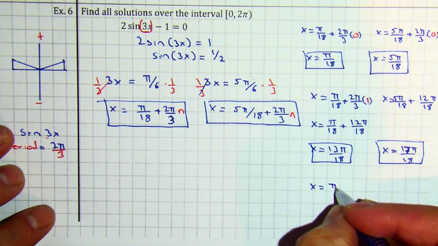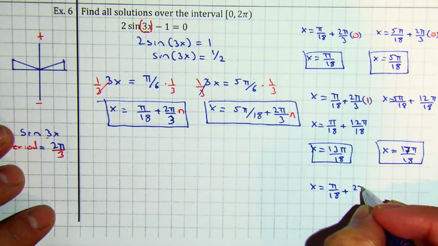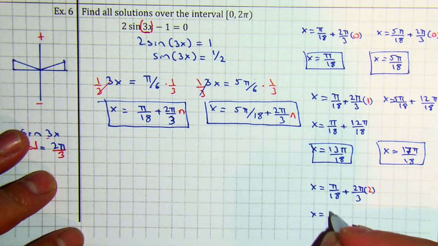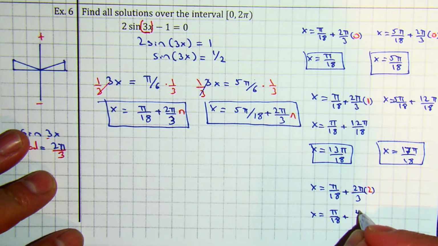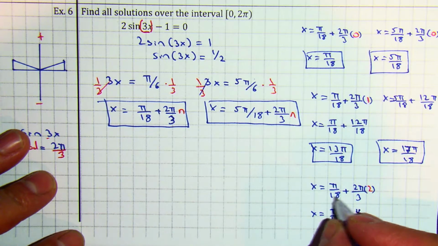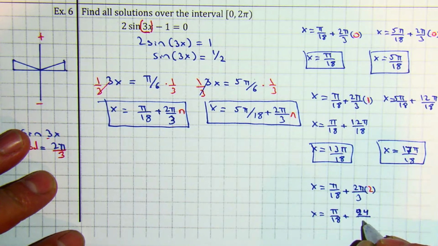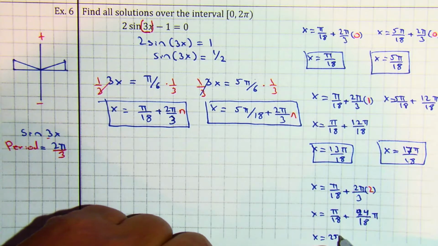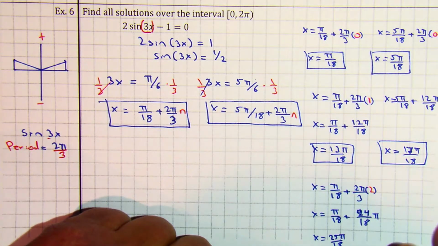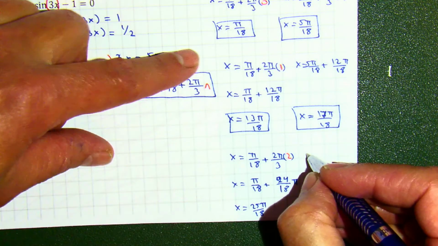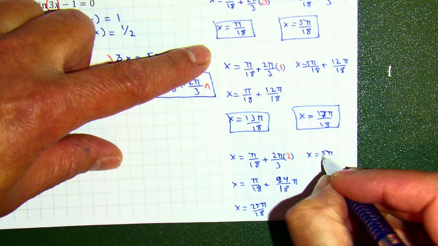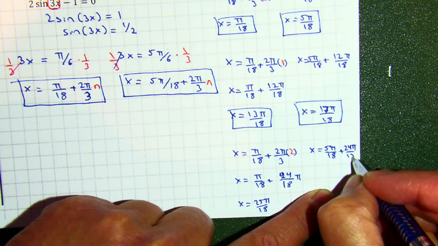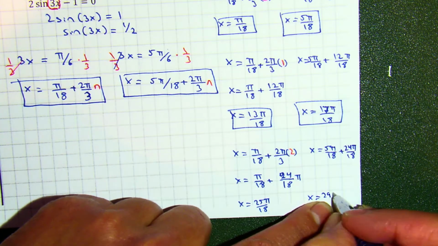x equal to pi over 18 plus 2 pi over 3 multiplied by 2. pi over 18 plus 4 multiplied by 6, so it'll be 24 over 18 pi. So that gives me 25 pi over 18. And I'm going to plug in a 5 pi over 18 plus 24 pi over 18. So it gives me x equal to 29 pi over 18.